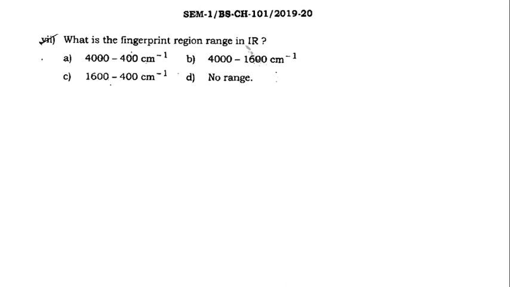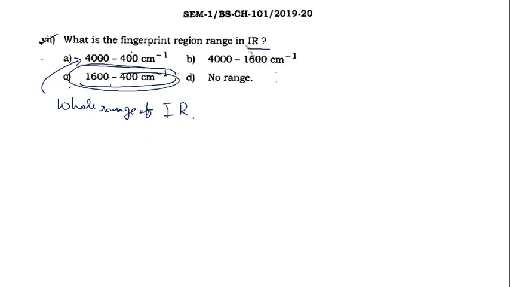What is the fingerprint region? You have to remember it. The whole range of infrared, in centimeter inverse, is 4000 to 400. This is the whole range of IR, right? Now this is the fingerprint region, 400 centimeter inverse to 1600 centimeter inverse. This is the region which is called the fingerprint region.